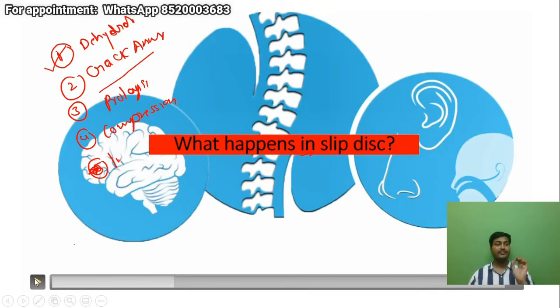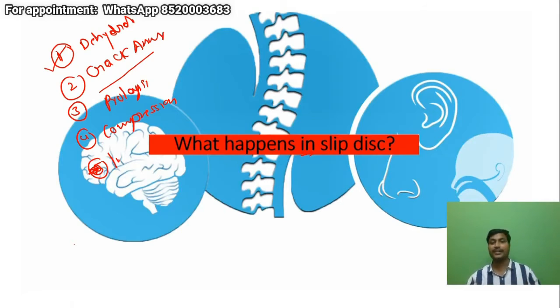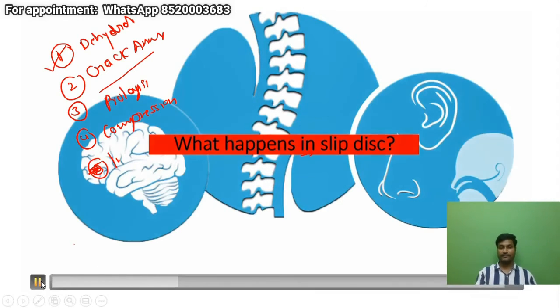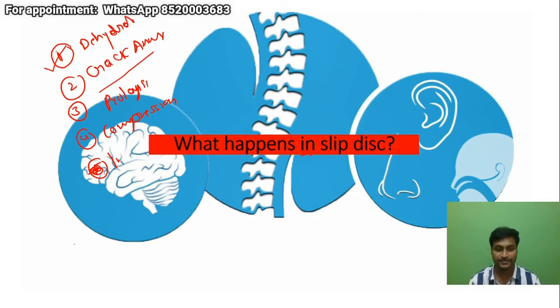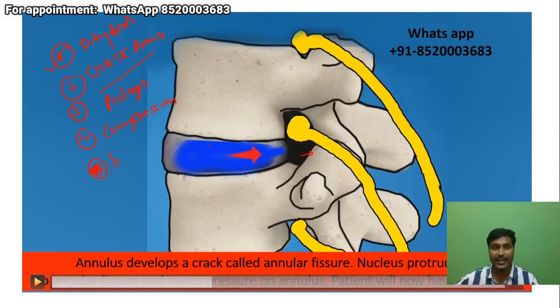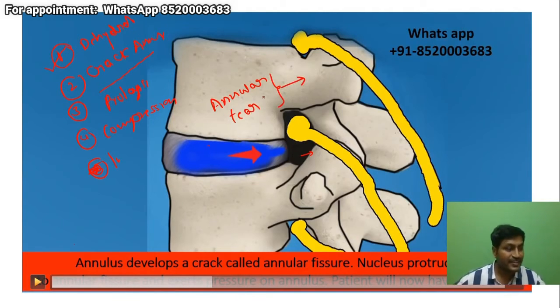Now we will see at each stage what the patient will complain of. Correlate that way. This is very important. So in step 1, I'm stopping my video here. This is the level of crack, annular tear. So at this point, what will the patient complain of? You will have to understand.